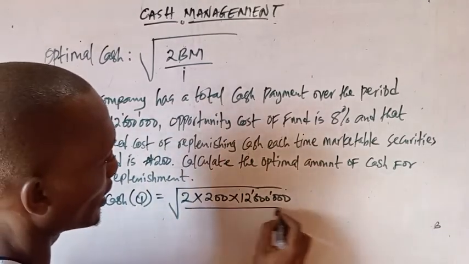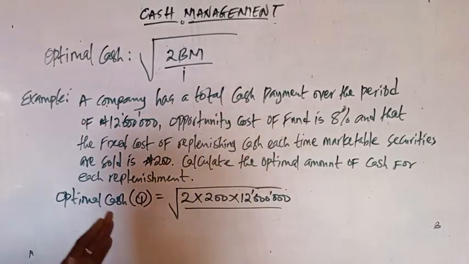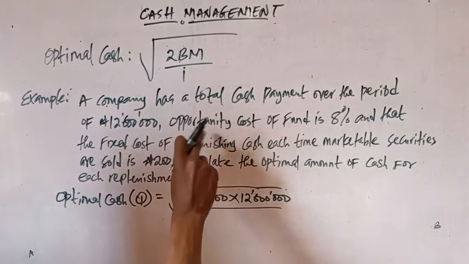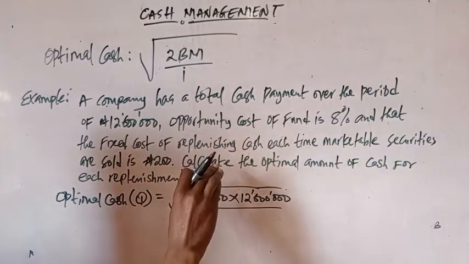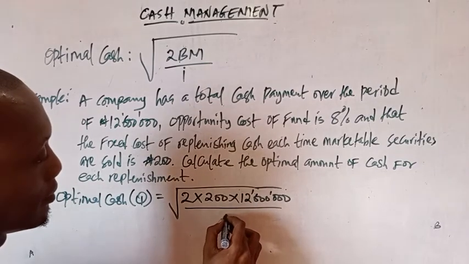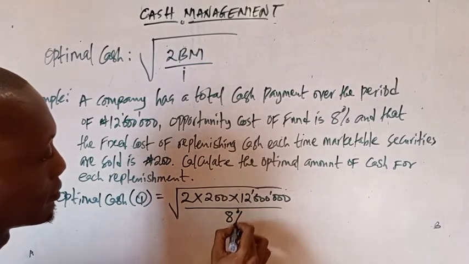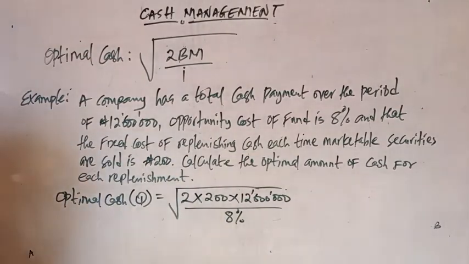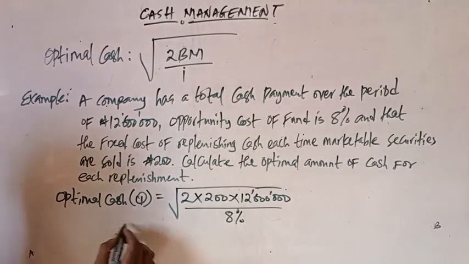So all over I is represented with what? With interest. So what is the opportunity cost? We said the interest is the opportunity cost. The opportunity cost in this question is 8%. Okay, how do we now determine that? So by this, therefore, let's work it out.